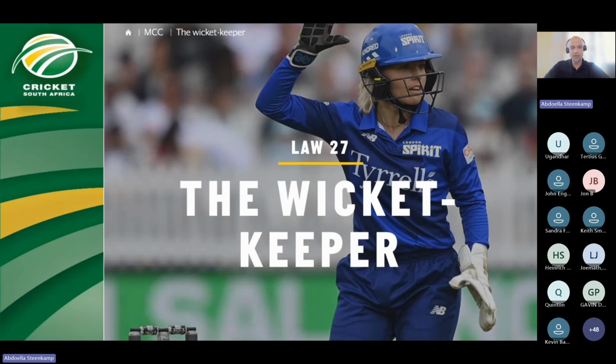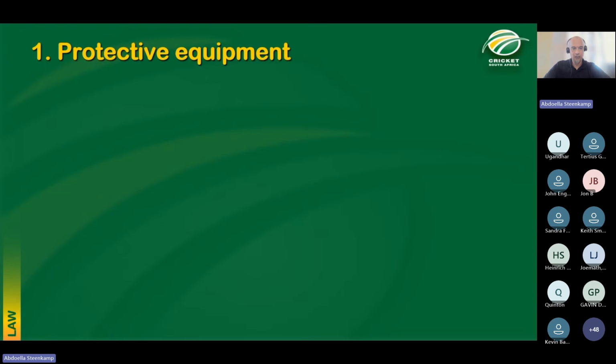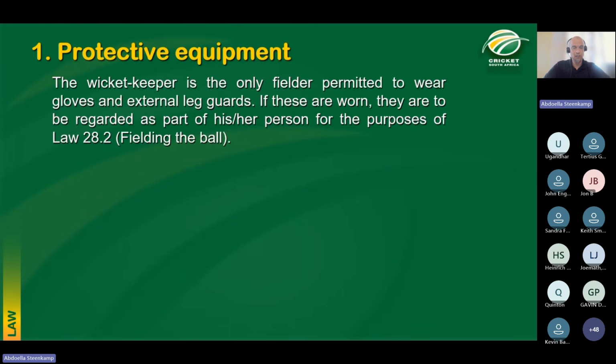The last law that I'm covering before handing over to Tom is the wicket keeper. Let's see, when it comes to the equipment, what is the keeper allowed to wear and not to wear? The keeper is the only fielder that is allowed to wear the following: gloves and external leg guards. The keeper is allowed to put the pads outside the trousers, and is the only fielder allowed to wear gloves. Any other fielder, when it comes to leg guards or pads, yes, they are allowed to wear them, but they need to put them inside their trousers.